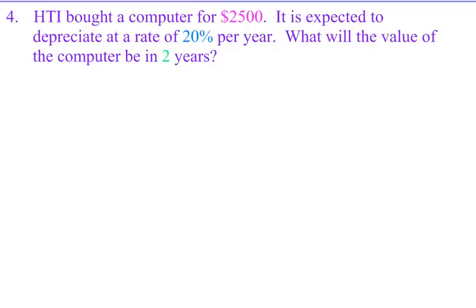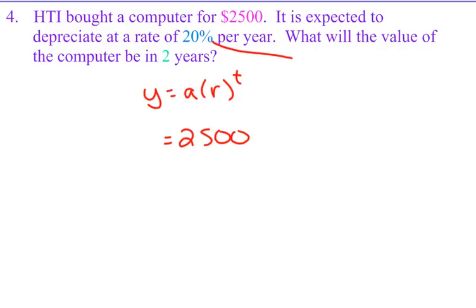So then this is an example of exponential decay. I'm still going to use the same formula: y equals a times r to the t. We said they bought the computer for $2,500, so that's my a value. That's their initial investment, how much they paid at the start. And my rate, this 20%, if it's going down 20% a year, you would take 100% minus that 20%, because that's how much it's actually worth. It's worth 80% of what you paid for it. So that becomes my r. It's 0.8. And that's how you'll always do those depreciation problems.